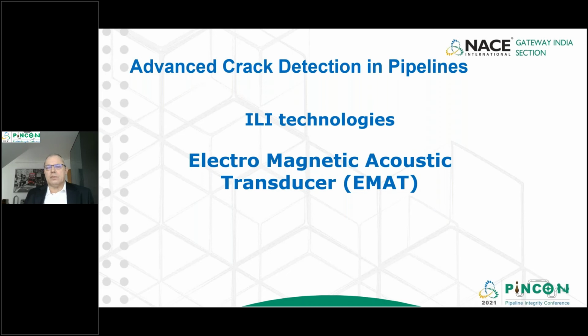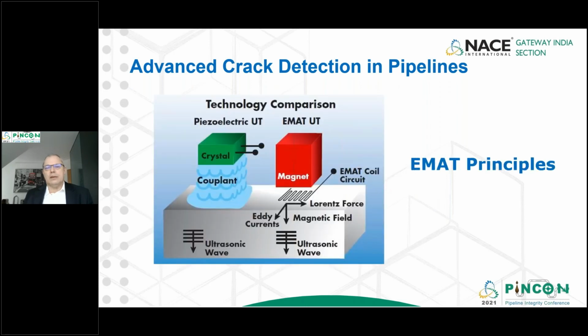Because in gas pipelines, the standard UTCD tool cannot be used because there is no liquid couplant. And no gas pipeline operator wants to have a liquid couplant in his pipelines, because this requires afterwards cleaning, drying, which is cost intensive. So the EMAT tool was developed, and you can see the difference between the two methodologies. The UTCD tool needs the liquid couplant to transport the ultrasound from the transducer into the pipe wall.